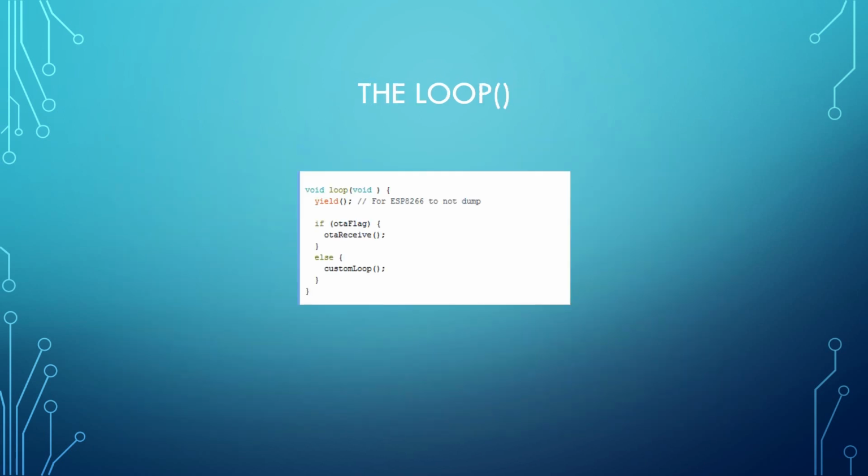My loop is very simple. If the OTA mode was selected, the sketch goes to the OTA receive part and if not, it goes to the normal loop. That's all.